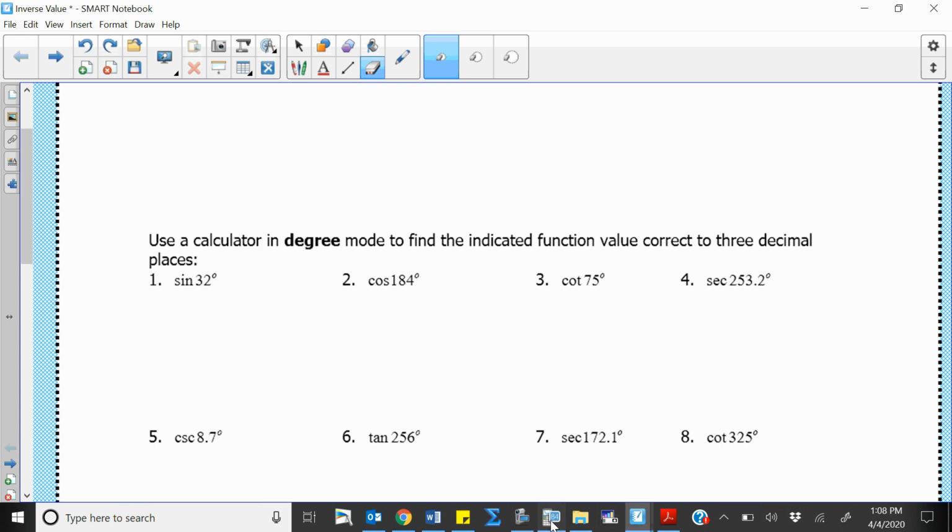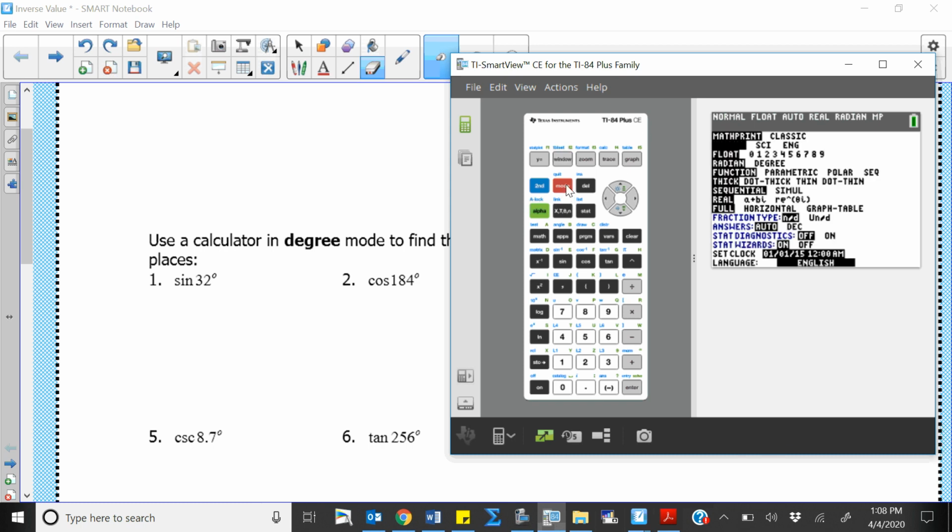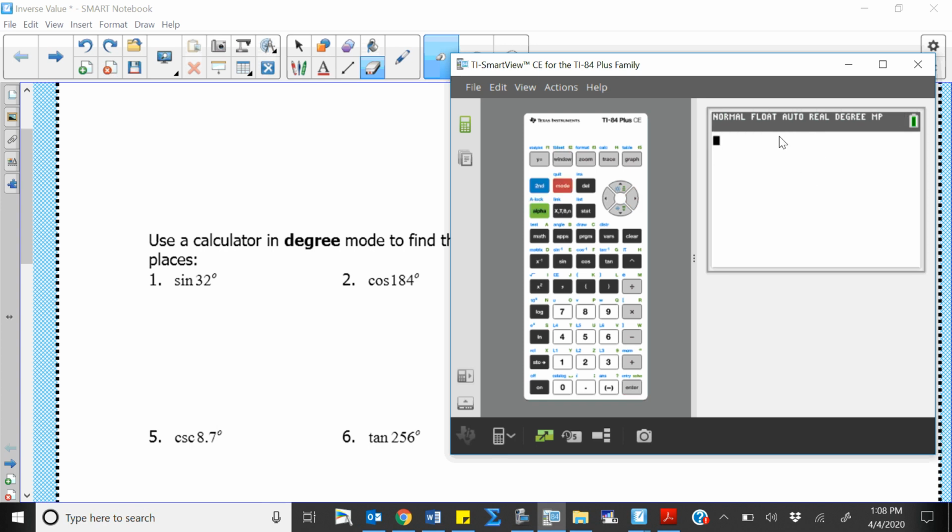So I'm going to go to my calculator and make sure it's in degrees mode. Go to mode, and as you see, the third line shows radian and degrees, and radian is highlighted. That means my calculator is in radian mode, and I'm going to change it to degrees. Go on top of that and enter. Now this one is highlighted. Okay, so let's go back to the screen.